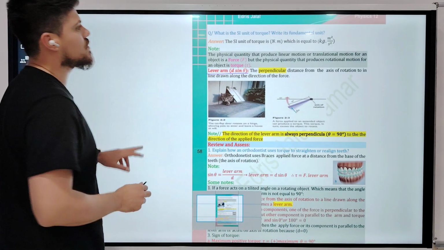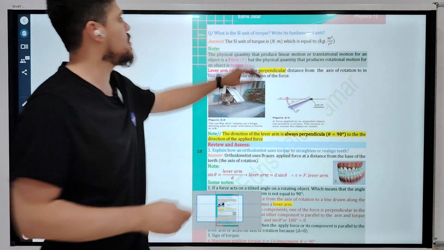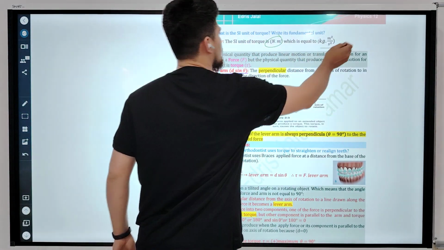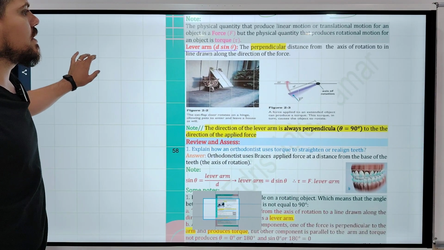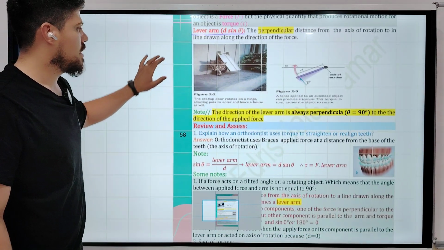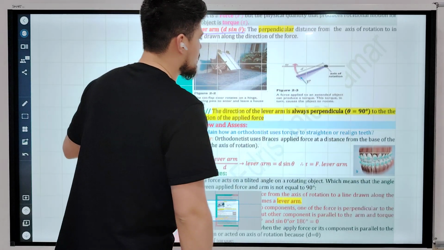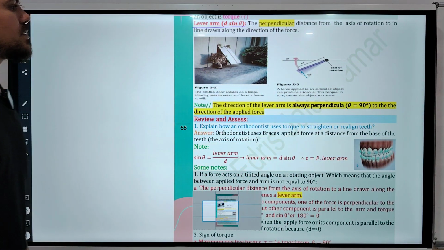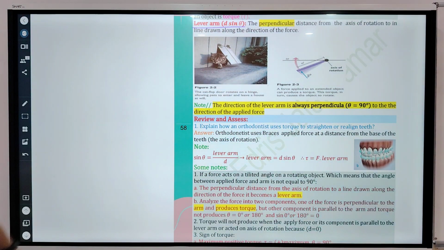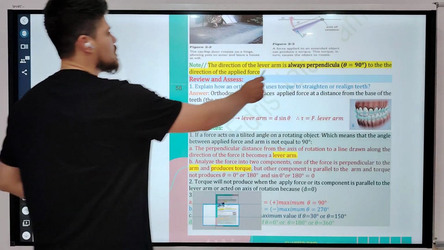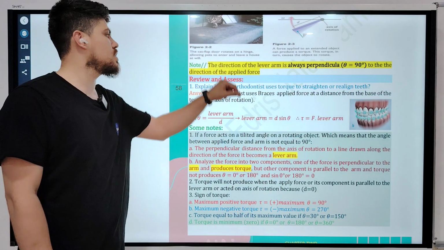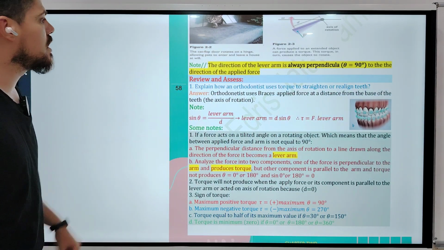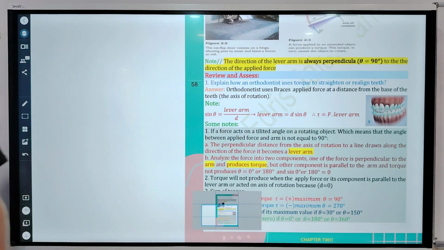Well, what is the SI unit of the torque? Write it: fundamentally it is Newton meter, which is equal to kilogram meter squared per second squared. This is the lever arm, okay? A force applied on an extended object can produce a torque. This torque in turn causes the object to rotate. The direction of the lever arm is always perpendicular. Yes, always perpendicular to what? To the direction of the applied force or the extension of the force.